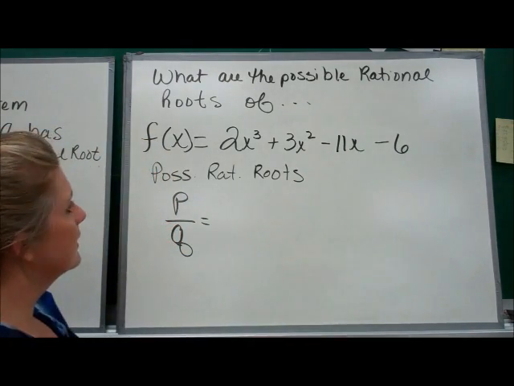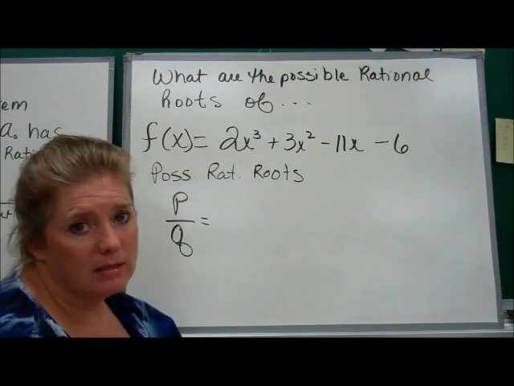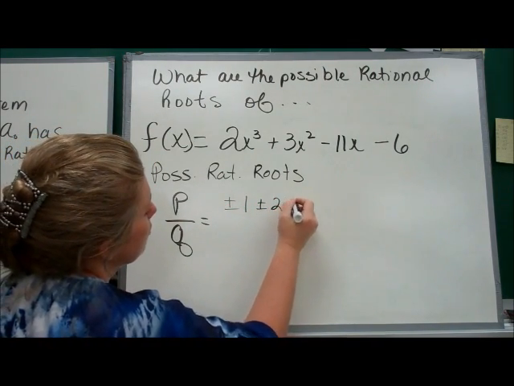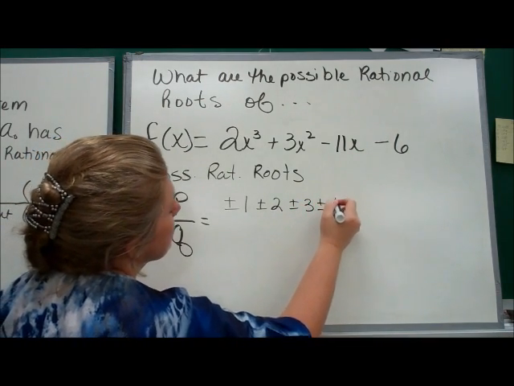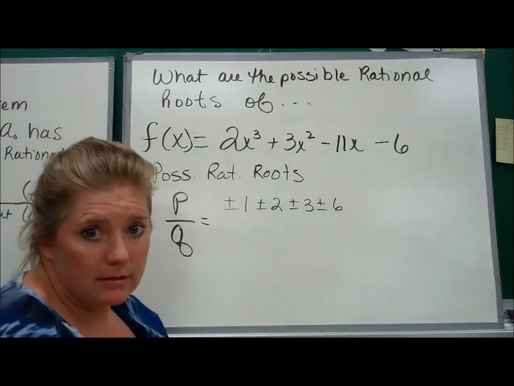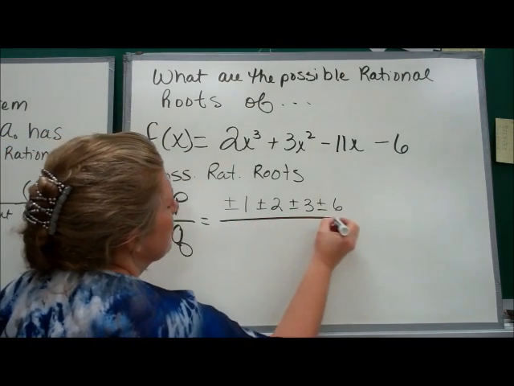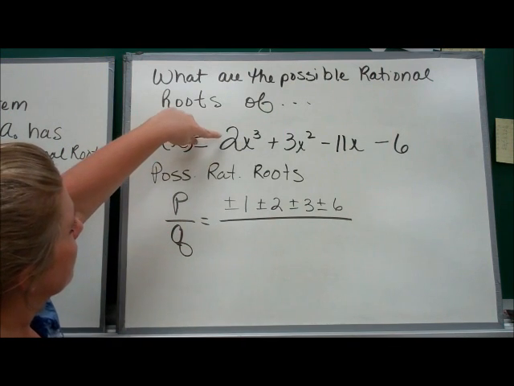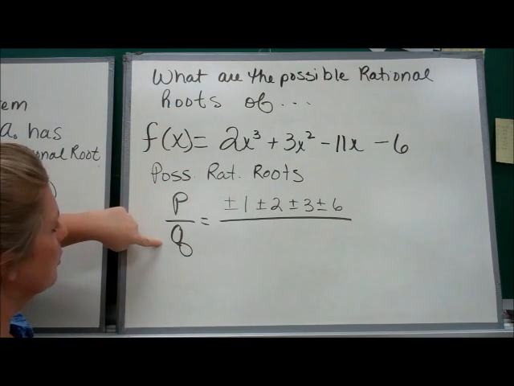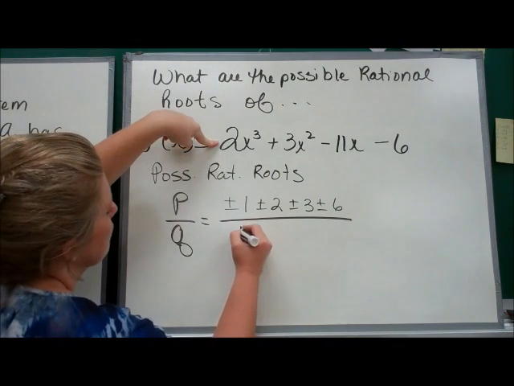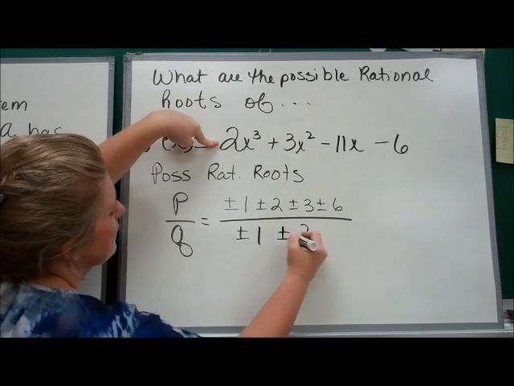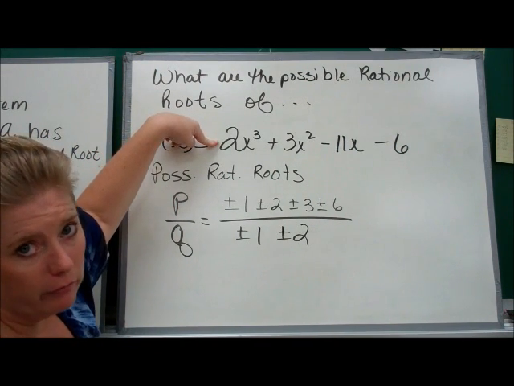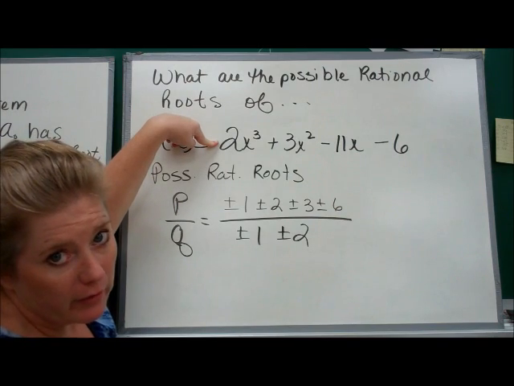What are the factors of 6? And you also have to remember positives and negatives. So plus or minus 1, plus or minus 2, plus or minus 3, plus or minus 6. Those are all the factors of 6. Okay? And all of that's going to be divided by the factors of the leading coefficient, because that's q. Well, that's just 2, plus or minus 1 or plus or minus 2. Okay? We're going to do an example in a little bit that has 48 for the leading coefficient. That's going to be fun.